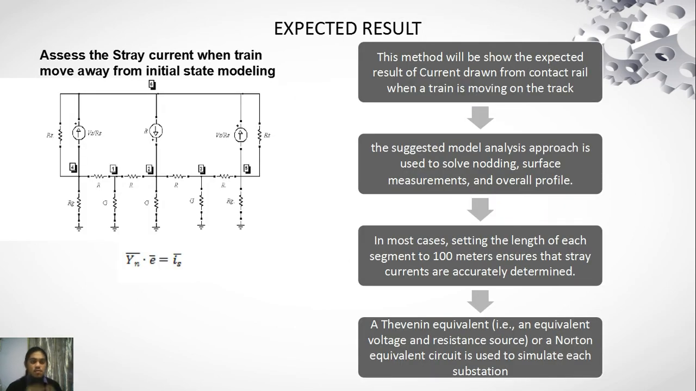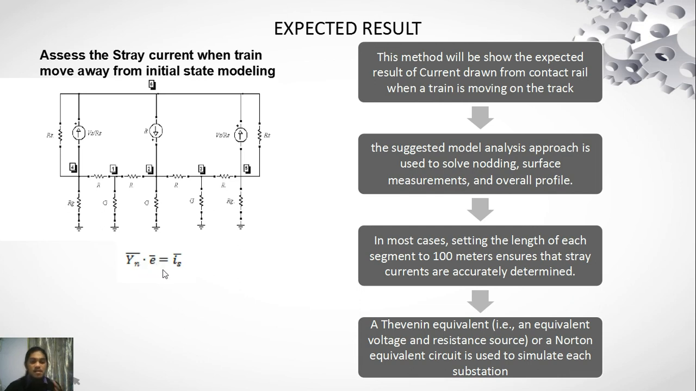Okay, expected result: to assess the stray current when the train moves away from the initial state modeling, this method will show the expected result of current running from the contact rail when a train is moving on the track, and then the suggested model analysis approach is used to solve nodal voltage measurement and overall profile. In most cases, setting the length of each segment to 100 meters ensures the stray current is accurately determined, and then Thevenin equivalent voltage and resistor source or Norton equivalent circuit is used to simulate each substation.